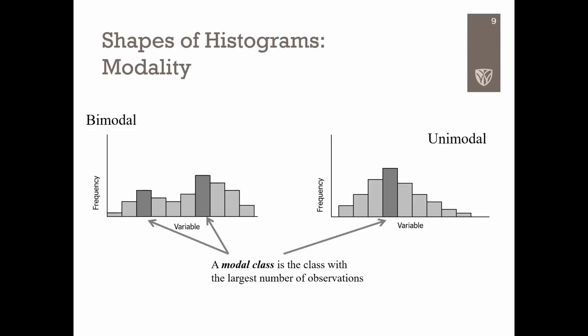There may be a single mode, which we would call a unimodal distribution. There may be multiple modes. The graph here has 2, so we would call that a bimodal distribution, but you could also have multiple modes. You could have more than 2. Most frequently you see 1 or 2, and again the mode represents the class that has the largest number of observations, or that is the most frequently occurring in the data.